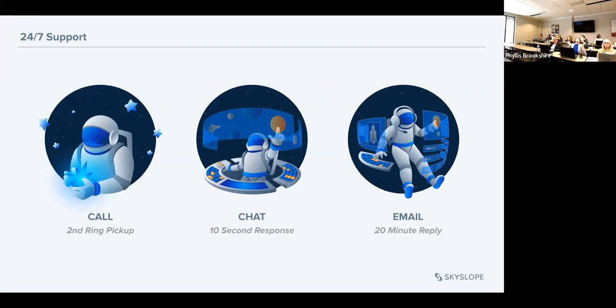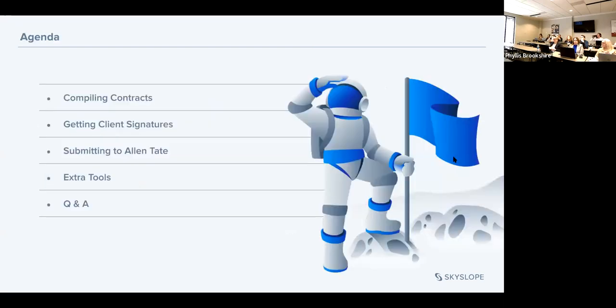I already introduced myself, so I'll skip over that one and talk about the SkySlope support team. They are going to be a huge resource for you all. They are amazing experts within the system, and they're all based out of our Sacramento headquarters. If you call, they will answer on the second ring. If you chat, they'll respond within 10 seconds. If you email, they'll respond within 20 minutes. Those are their guaranteed times. And every single time you reach out, you're reaching out to a real live human being, not any robots or anyone outsourced or overseas. And again, they're experts within the SkySlope system. So I'll talk a little bit more about them when I get into the system.